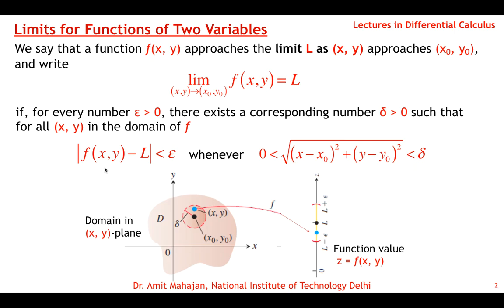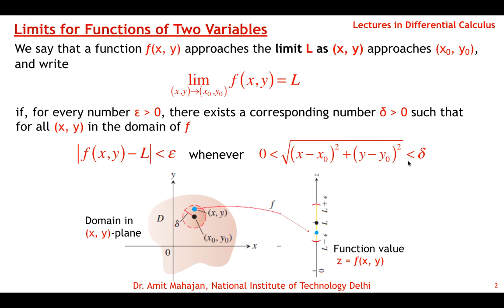See here that this modulus means the distance of the function from L, and this modulus being less than epsilon means the function lies within the epsilon distance from L. So if this is your L point, then the function value marked here lies within a distance less than epsilon from the point L. This is L minus epsilon and this is L plus epsilon, so this is the epsilon distance on both sides. And here the left inequality makes sure that the point (x,y) is not equal to (x naught, y naught).